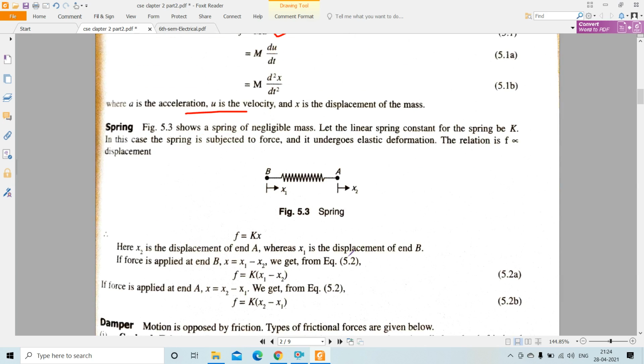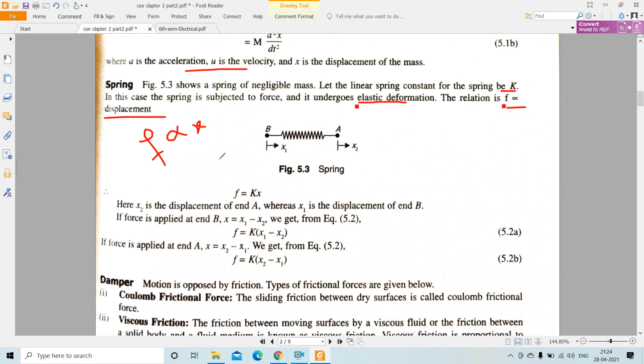The next term is spring. So here the spring is shown as having negligible mass. Let the linear spring constant of a spring be k. If the spring is subjected to force, it undergoes elastic deformation. So the relation is F proportional to displacement, that means F proportional to x. Clear? And k is the spring constant, so the final expression is F is equal to k into x.